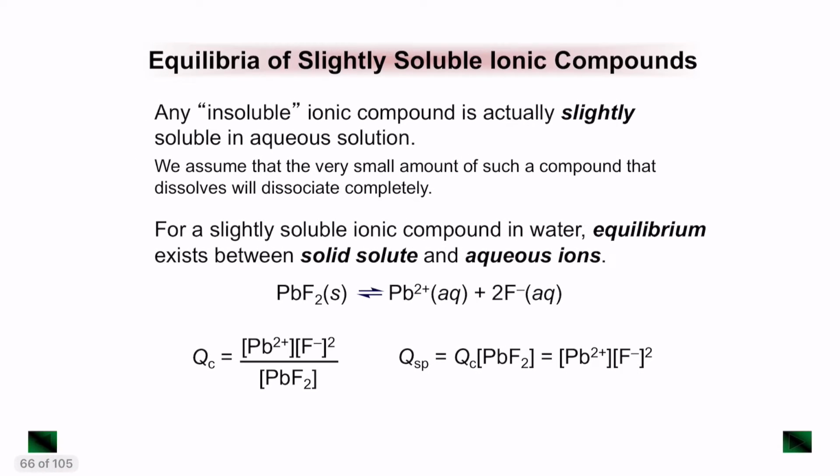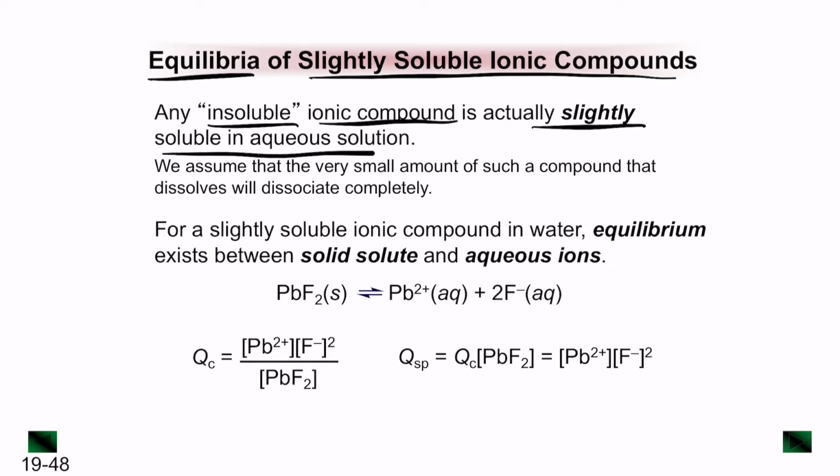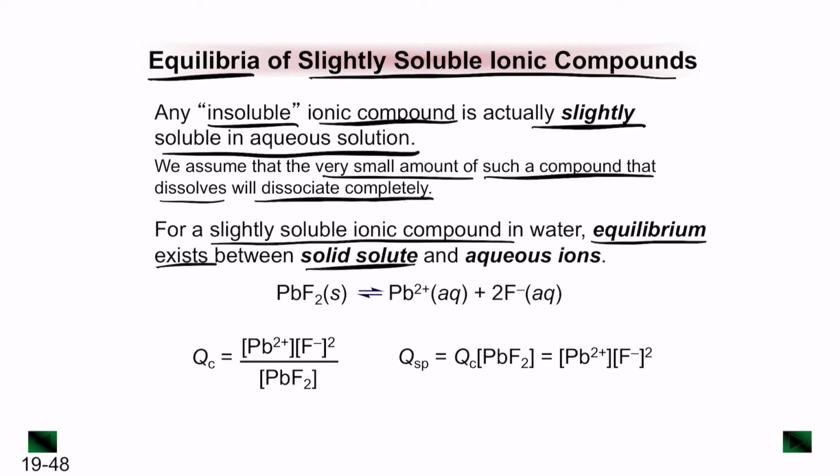Next, let's talk about equilibria of slightly soluble ionic compounds. Now, any insoluble ionic compound is actually slightly soluble in aqueous solutions. So we assume that the very small amount of such a compound that dissolves will dissociate completely. For a slightly soluble ionic compound, equilibrium exists between solid solute and aqueous ions. For example, let's take lead fluoride, where you have the dissociation into lead ion and fluoride ion. But this value is so small that the reaction quotient can be written as Pb2 plus times F minus squared over PbF2.